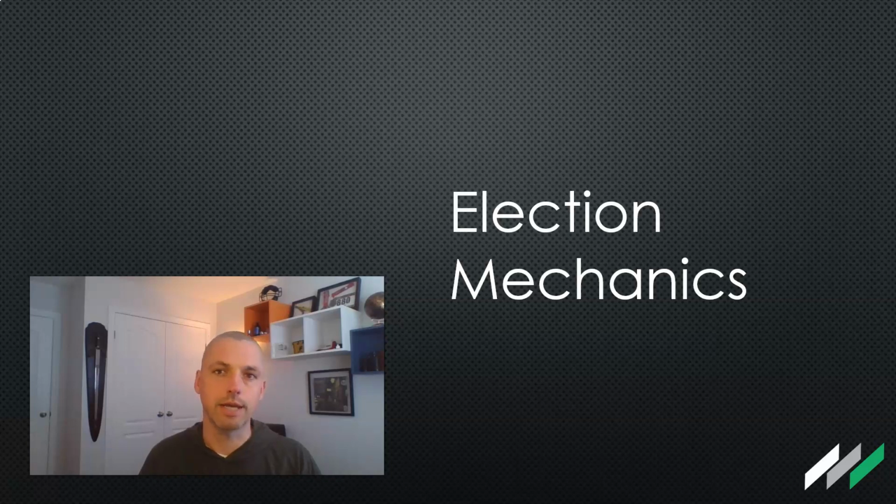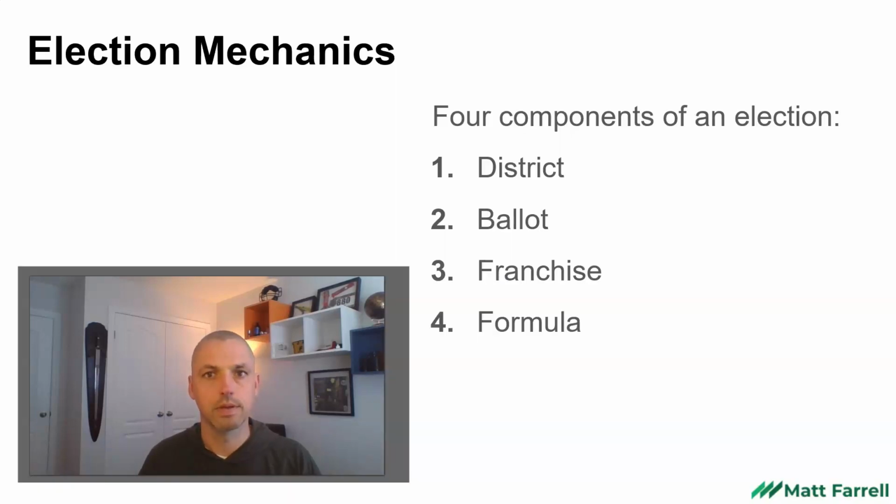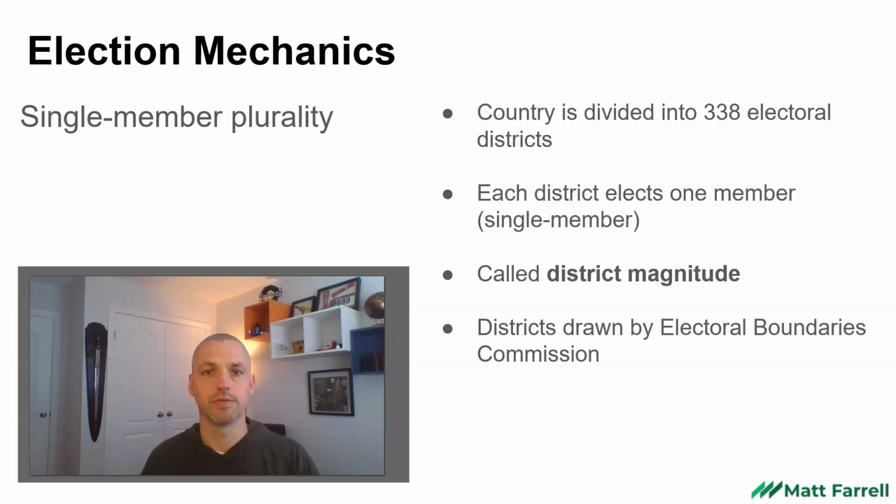In this video, we're going to look at election mechanics. There are several components to consider when we're analyzing an election. We want to look at the district, the ballot, the franchise, and the formula. Those are four different components that we look at from an analytical perspective.